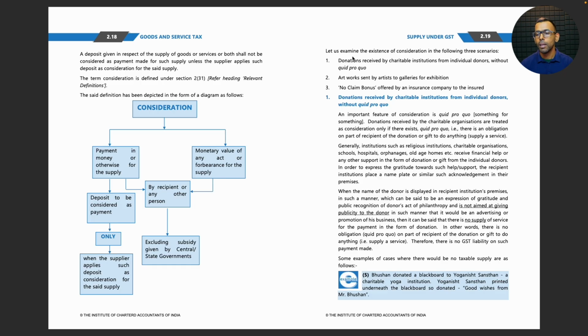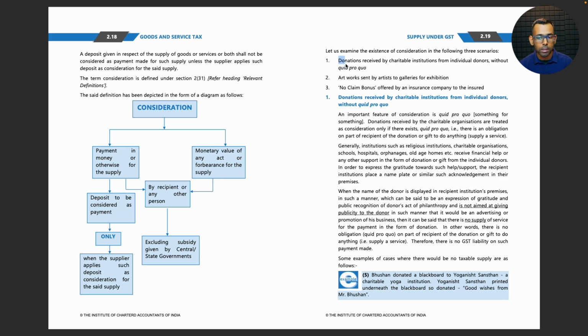Let us examine the existence of consideration in the following 3 scenarios. Donations received by charitable institutions from individual donors without quid pro quo. This is a legal term, and I really don't understand what quid pro quo is. I think they have given the explanation here: something for something, it seems. So, donations received by charitable institutions from individual donors without something for something. Artwork sent by artists to galleries for exhibition. No claim bonus offered by an insurance company to the insured.